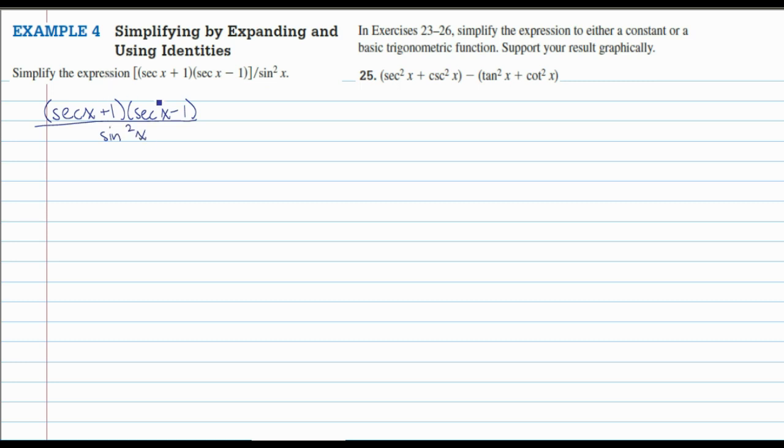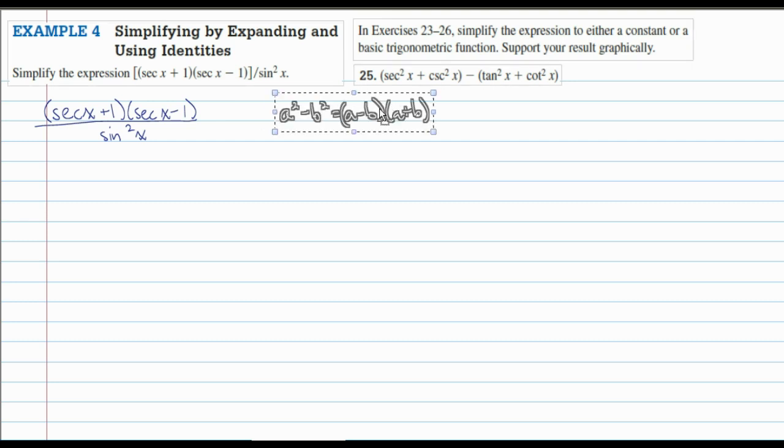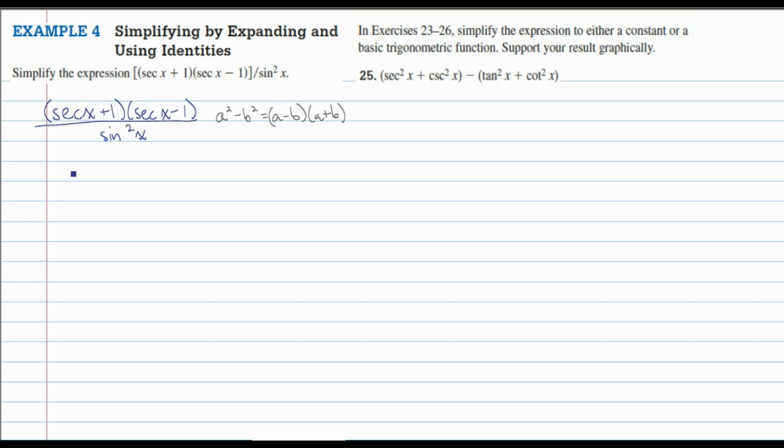x. Now, I see in the numerator here that I have a difference of squares. And if you remember from Algebra 1 and Algebra 2, a squared minus b squared factors into a minus b times a plus b. So in this situation here, we do have a difference of squares. A is secant, b is 1. So when I multiply those back together, I will get secant squared of x minus 1 squared, which is 1, over the sine squared of x.